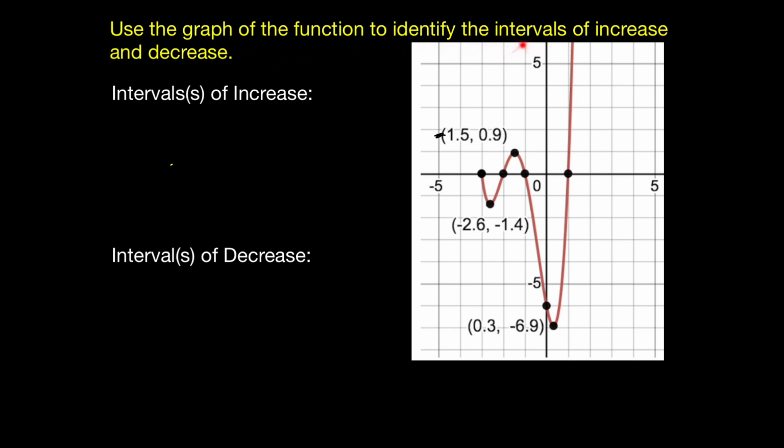Use the graph of the function to identify intervals of increase and decrease. I'm going to begin by annotating my graph here on the right, and notice that I begin at my x value of negative 2.6. Now, I begin by traveling downwards, and it's at this minimal point that I begin to switch directions. Here, I begin to go up.